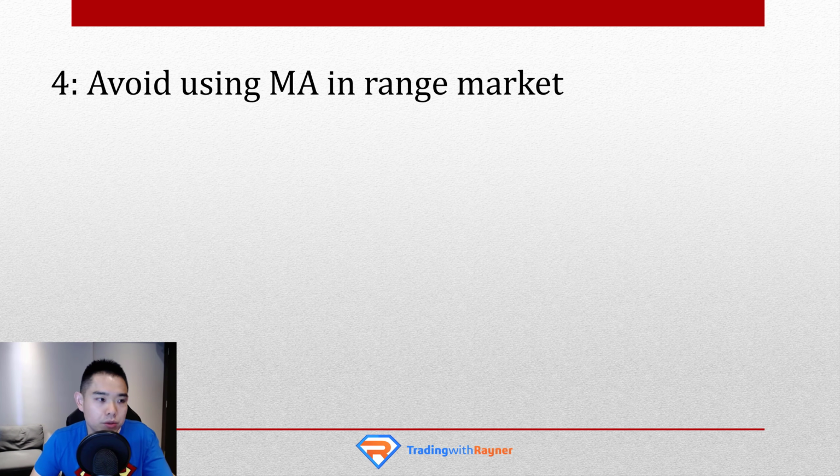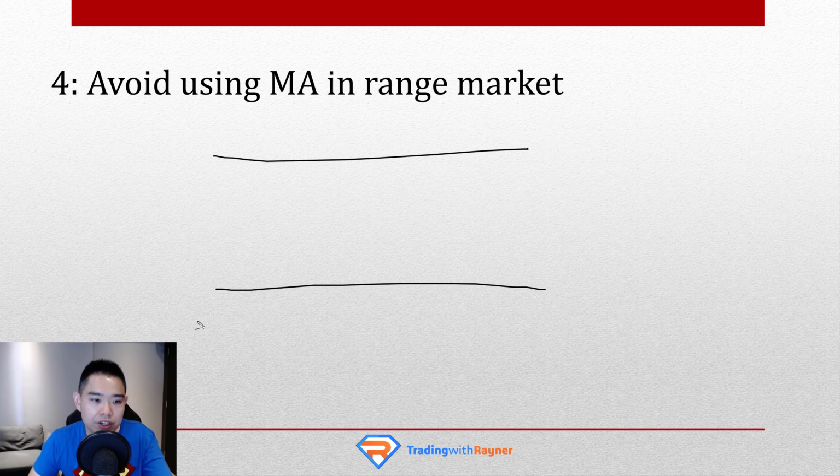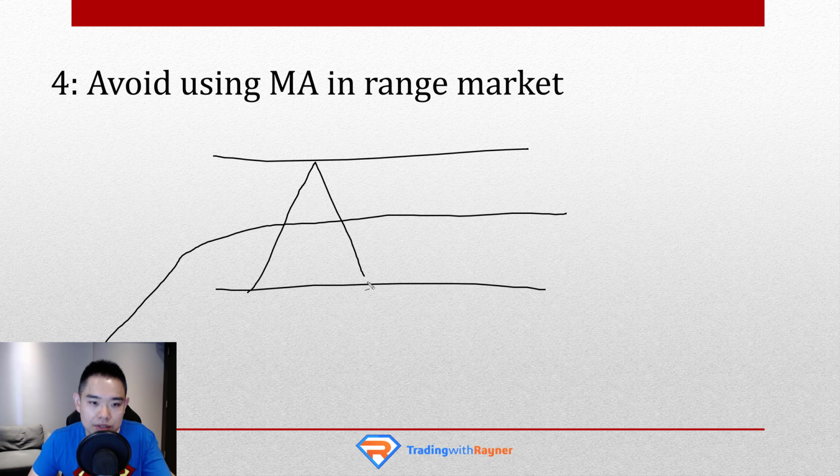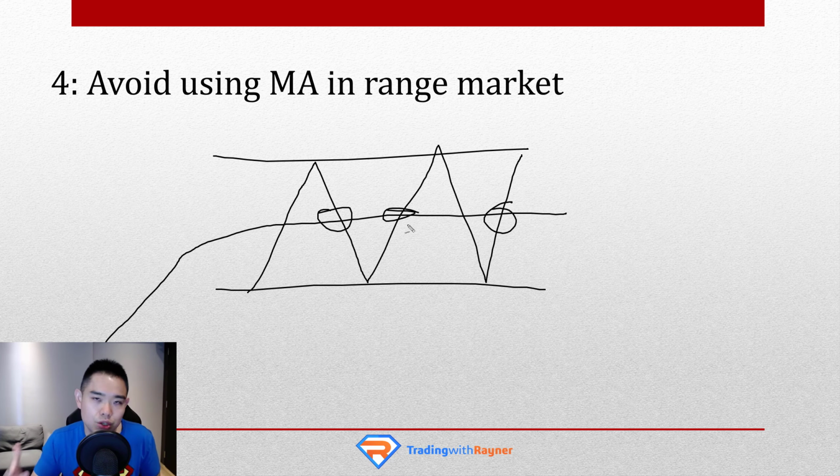Why is that? Very simple, because when the market is in a range, your moving average is probably something like this. And if you look at the price, it just goes up, comes down, goes up, comes down, goes up. You just slice through your moving average like a hot knife through butter. And your moving average is essentially useless in a range market.